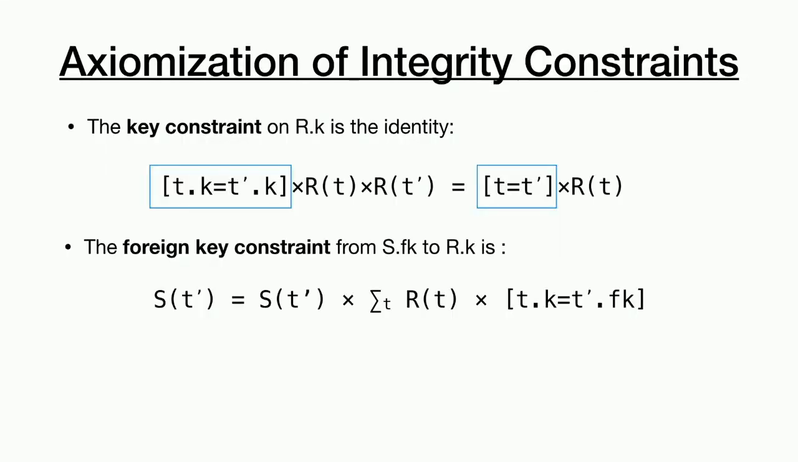And similarly, we could define a foreign key constraint. And by using this approach, the entire SQL semantics, including integrity constraints, basically becomes axioms over these new U-semirings, and all these axioms are identities, which are equalities. There are no existential quantifiers. There is no implication whatsoever, right?